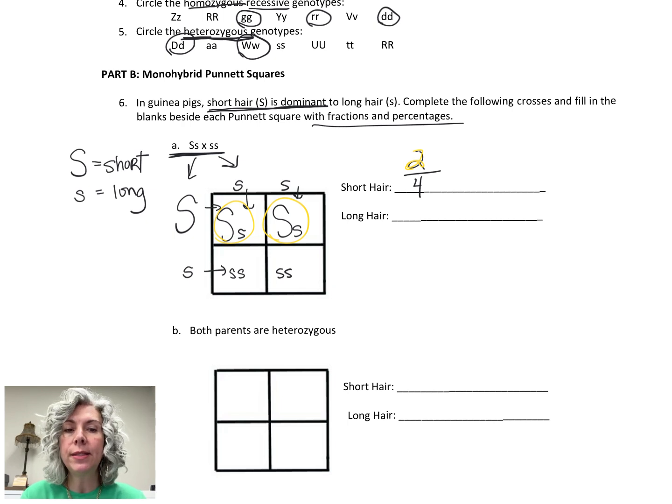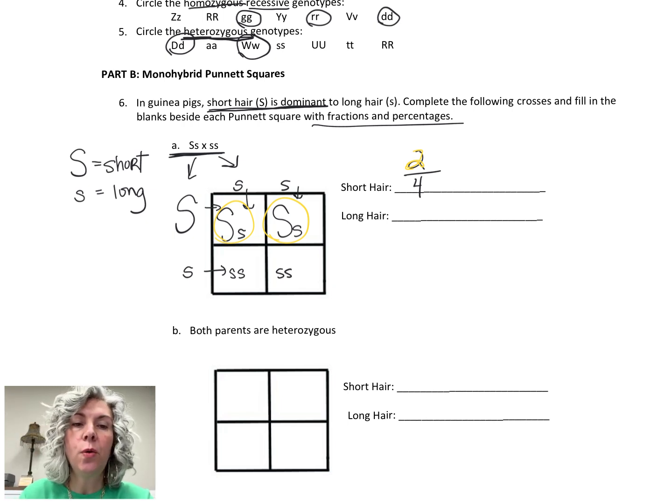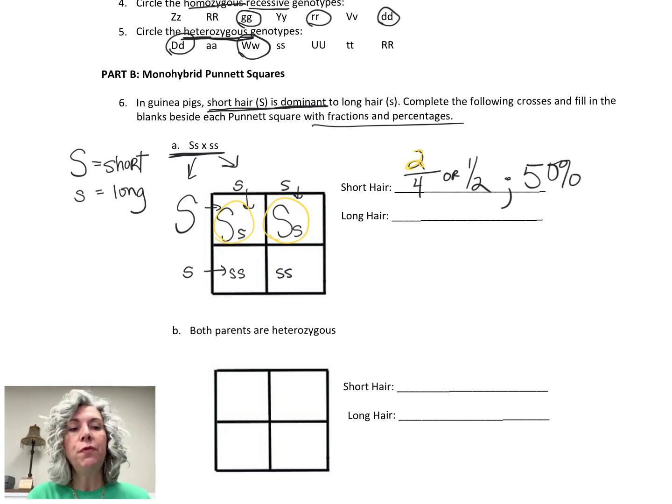You could break that down and say 1/2 if you wanted to simplify, right? 2/4 or 1/2, okay? And then it also asks us to do this in percentages. So 2 out of 4 or 1/2 is simply 50%. So 50% of the offspring, remember we're filling in the boxes, these are the offspring. So 50% of the offspring are gonna have short hair, which means the other 2/4, 50% are gonna have long hair.